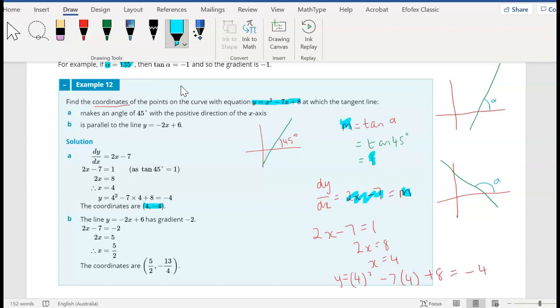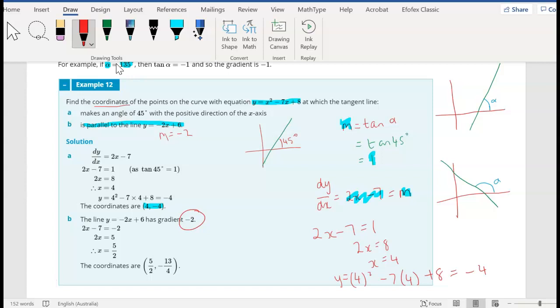So in question B, we've got the tangent line is parallel to the line y equals -2x plus 6. So if lines are parallel, they have the same gradient. So for this one, your gradient m is equal to -2. Now, if it was perpendicular, remember it's the negative reciprocal, so your gradient would be a half. So m equals -2, so we can see that here.